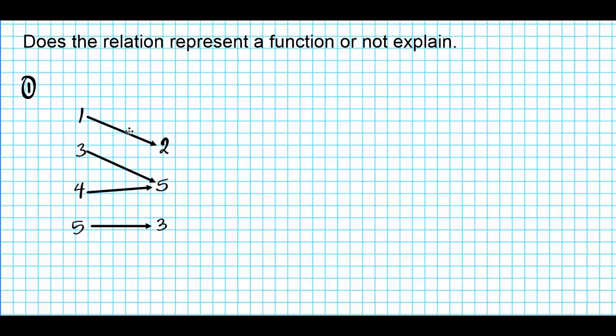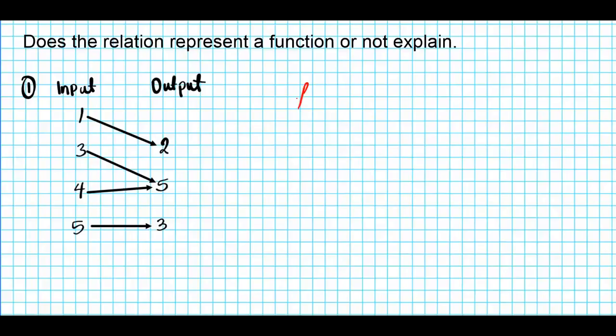Let's say we have this relation right here. These are the set of input values, or the domain, and these are the set of output values. We call this a relation because we're relating input values to output values, like 1 is related to 2, 3 to 5, 4 to 5, and 5 to 3. So is this relation a function? Remember, a function assigns every input to exactly one output.